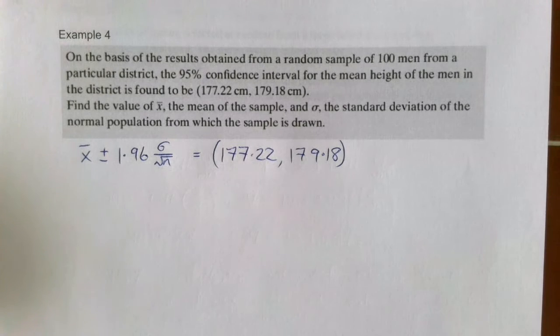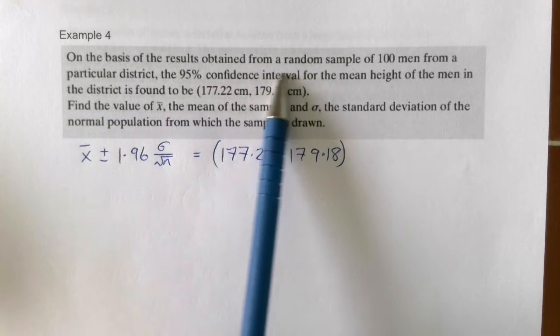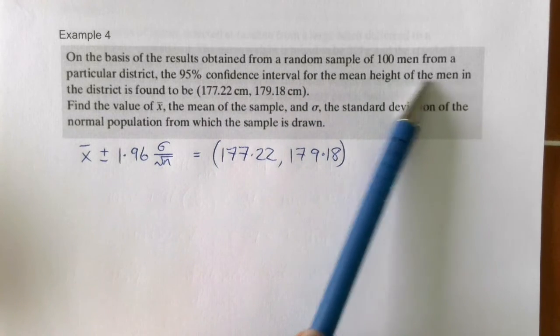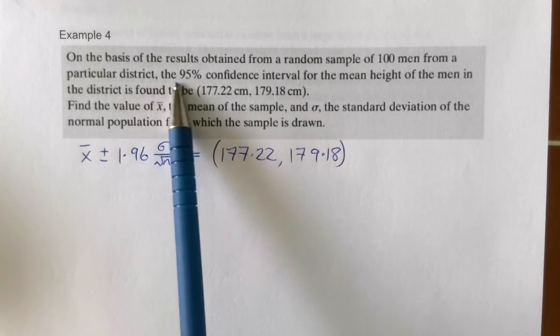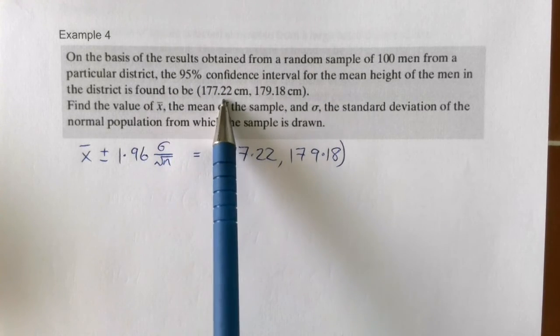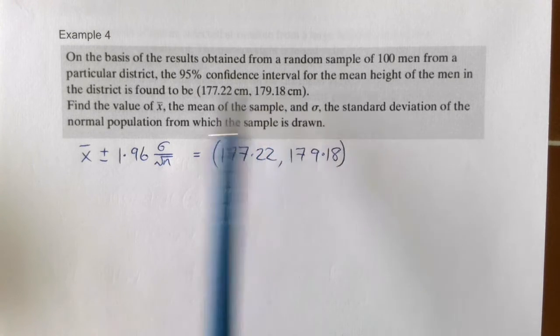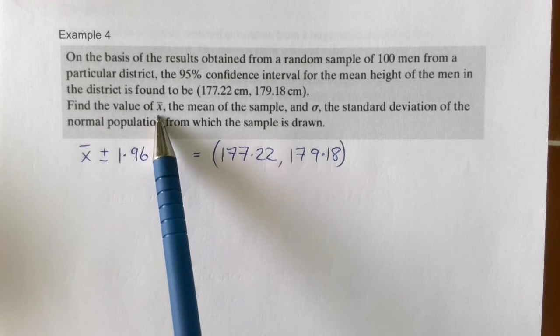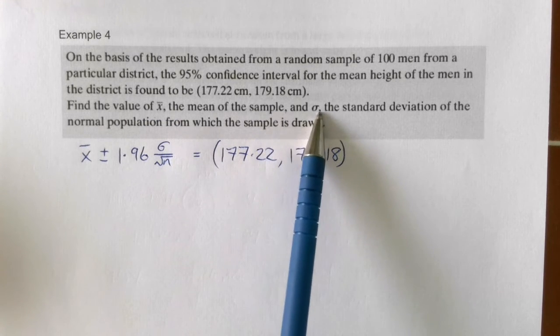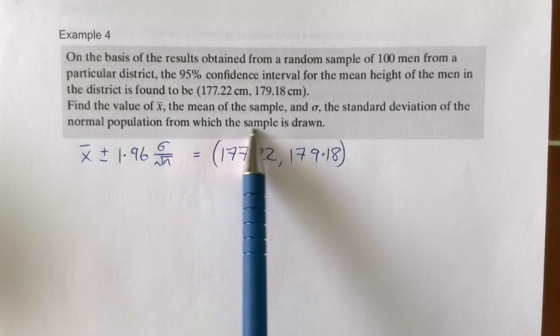Okay, so for this final example, this is as hard as it's going to get for these kind of ones. Generally, you're going to get one of the easier types, like example 1 or 2, but this is the hardest one. On the basis of the results obtained from the random sample of 100 men from a particular district, the 95% confidence interval for the mean height of the men in the district is found to be 177.22 centimeters to 179.18 centimeters. Find the value of x, the mean of the sample, and rho, the standard deviation of the normal population from which the sample is drawn.